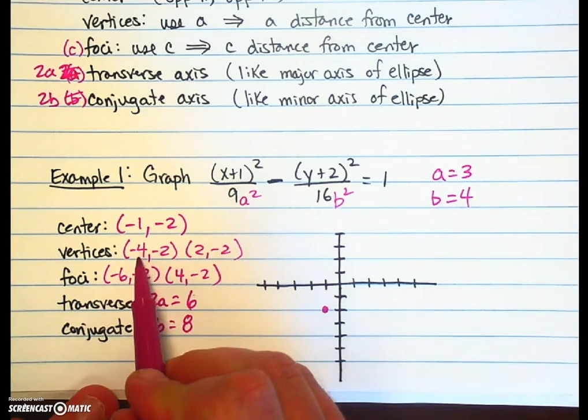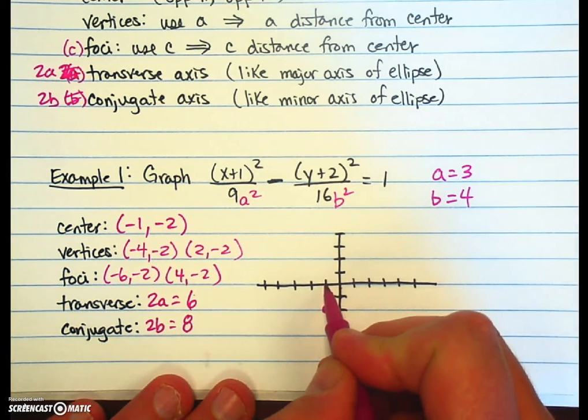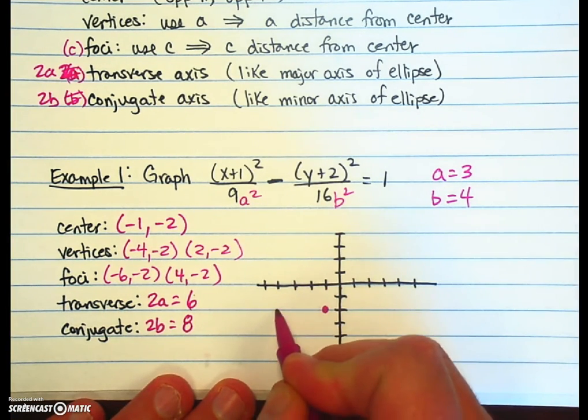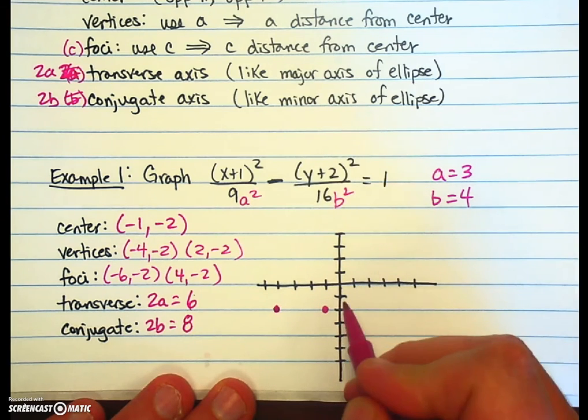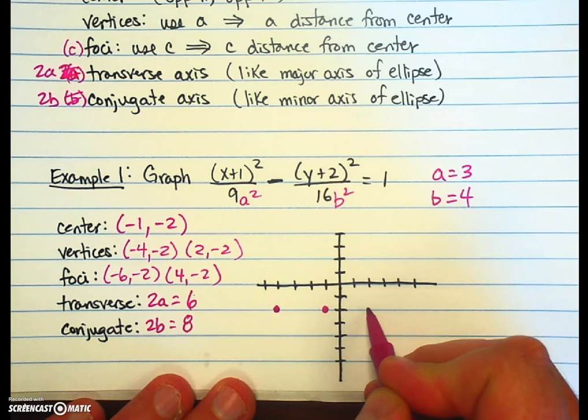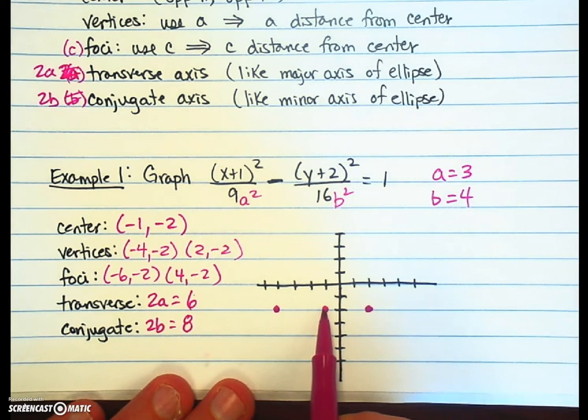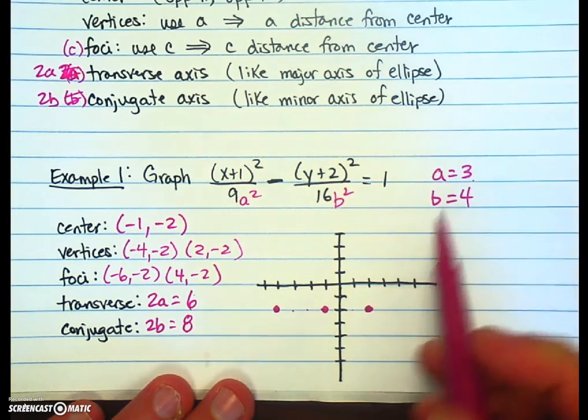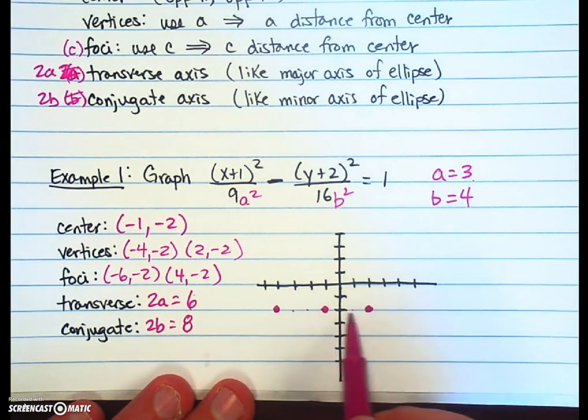So my vertex points are -4, -2, so I'm going to graph that. So 1, 2, 3, 4, -4, -2, and +2, -2. Okay, and if you look at this, 1, 2, 3, 1, 2, 3. These vertices are 3 units away from my center. Well, that was my a value. So I just counted 3 this way and 3 that way for a.